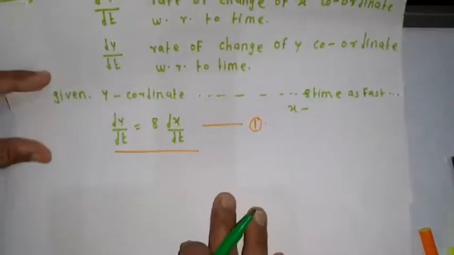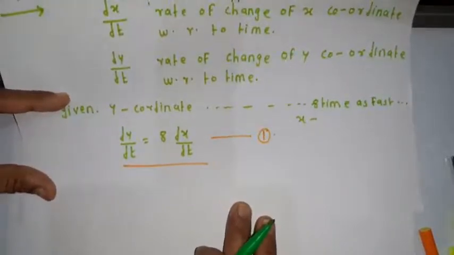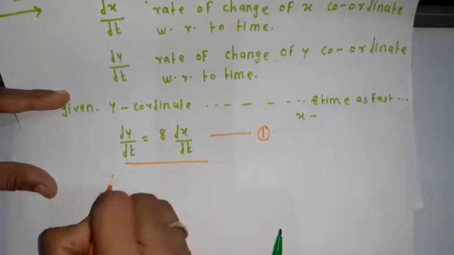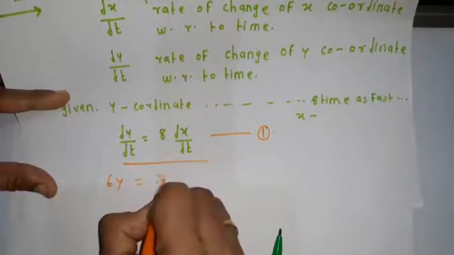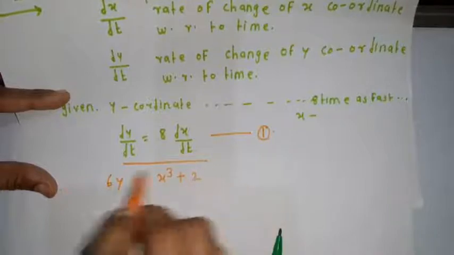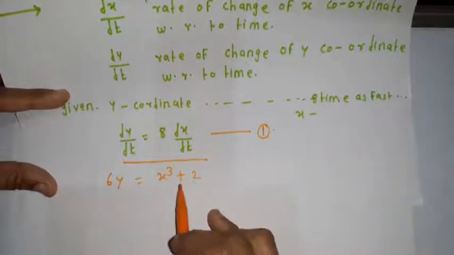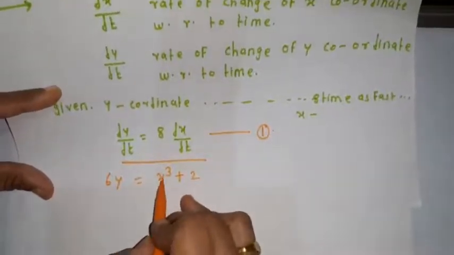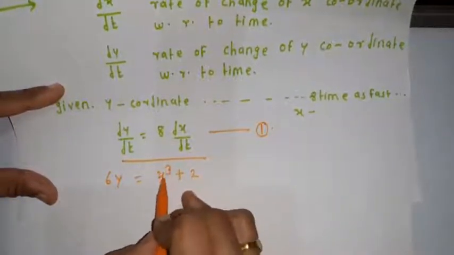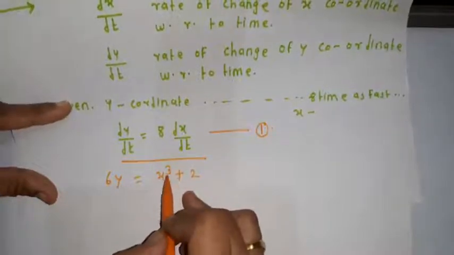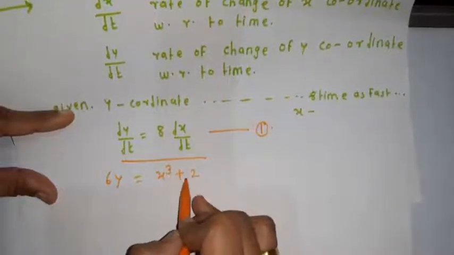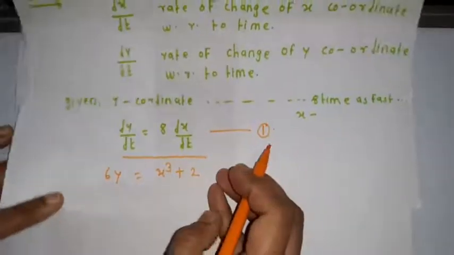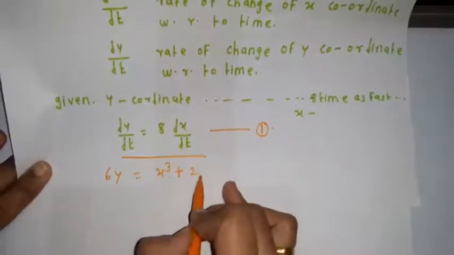Now the equation of the curve is, what is the equation of the curve? That is, the equation of the curve is 6y equal to x cube plus 2. Dear students, in the textbook, please correct the problem. Here they have given x square plus 2. So please correct, it is x cube. If there is x square, then we can't solve this problem. So there is a printing mistake. Please correct it. So 6y equal to x cube plus 2.